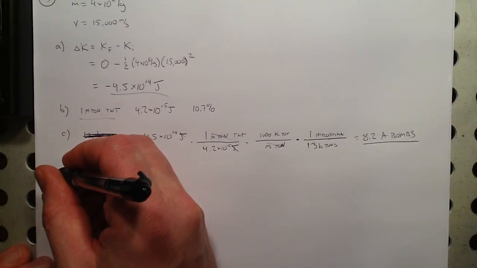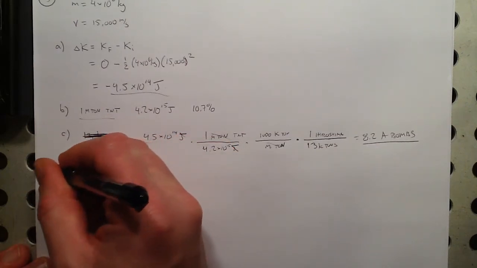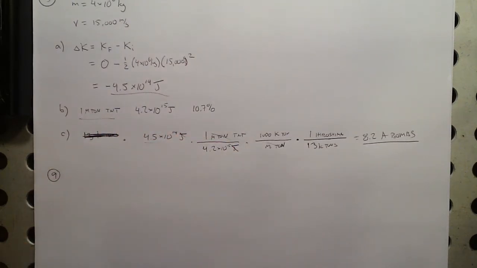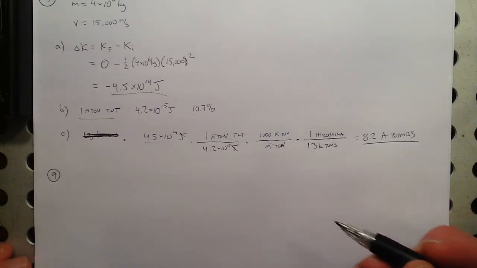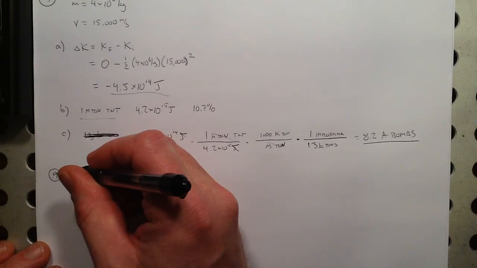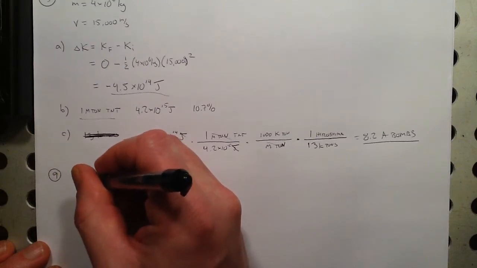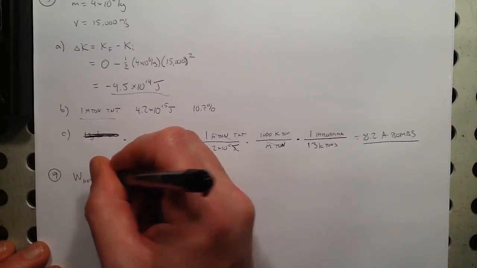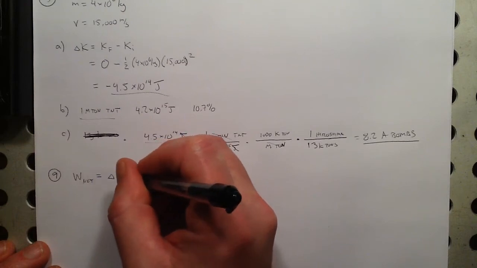Let's see, can we fit that? I think we can fit this in here. So 9 looks more difficult than it really is, I think. There's only one force acting on this, right? The only force has a magnitude of 5 newtons. Now, if there's only one force, that means that, going back to our initial ideas, the net work is equal to the change in kinetic energy.